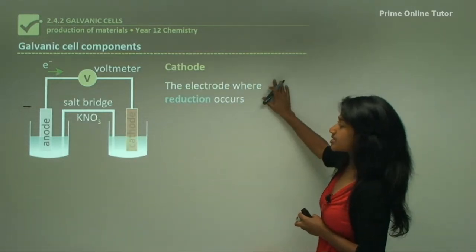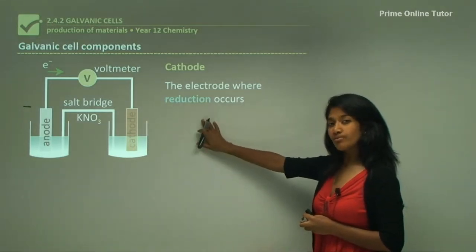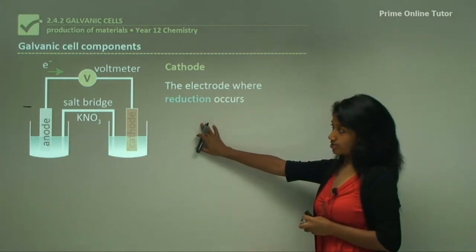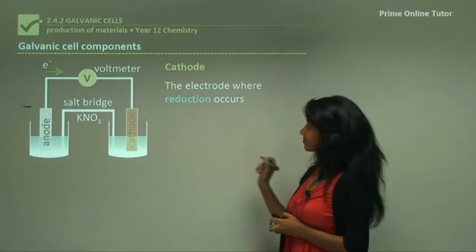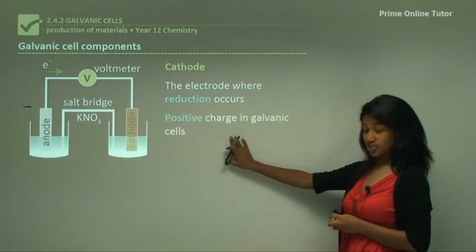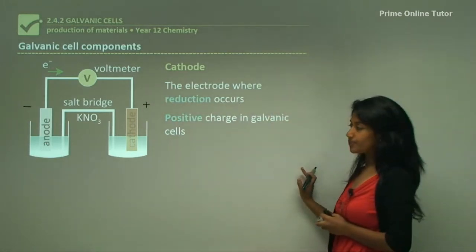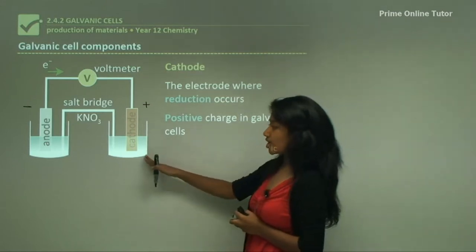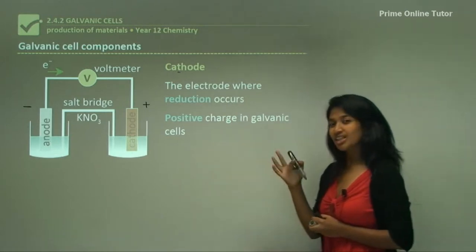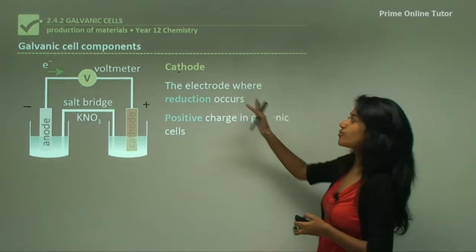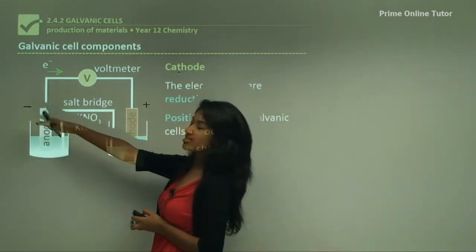Now the cathode is the other part, and the cathode is where reduction occurs. If you remember, reduction is a gaining of electrons. So the electron we lost from the anode is gained at the cathode. And this has a positive charge in the galvanic cell. So we put a little plus sign next to the cathode. Now to remember that the cathode is a plus, we just use the word cathode, and it has a t. The t looks like a plus sign, therefore we can memorize it as the plus. And vice versa, anode is therefore the negative.